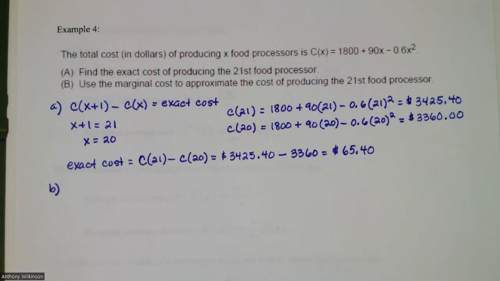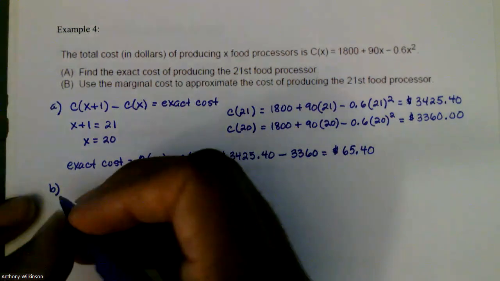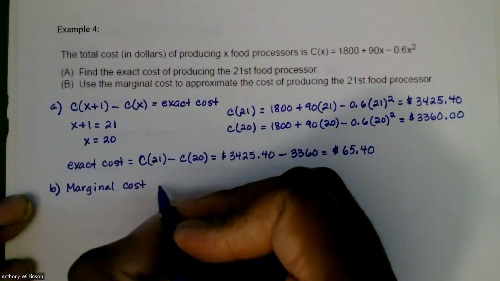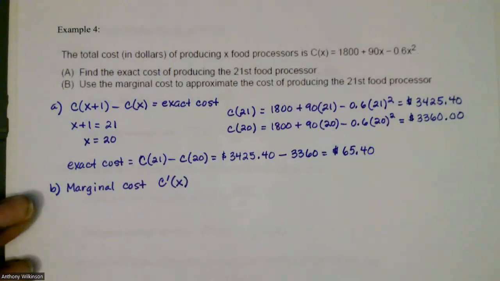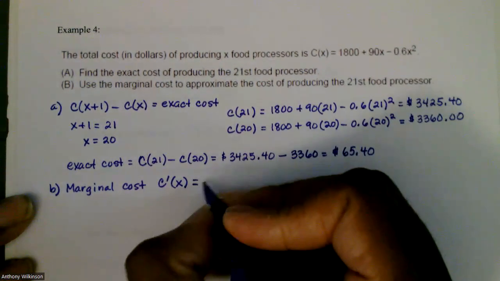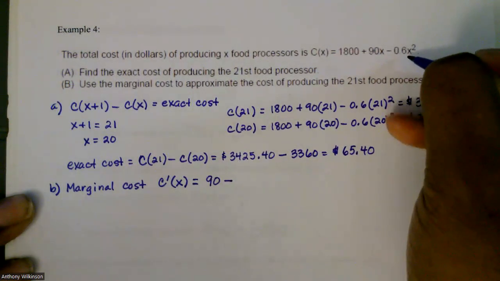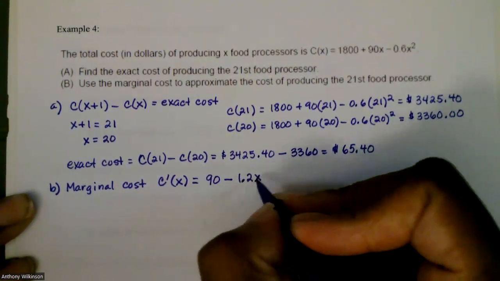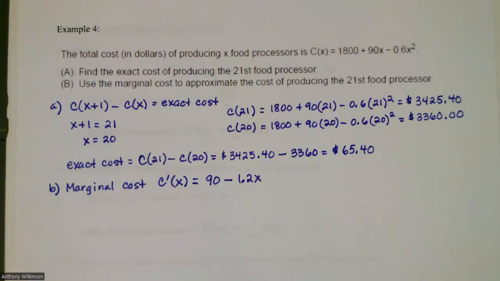Part B is to use the marginal cost to approximate the cost of producing the 21st food processor. So to find the marginal cost, that's where we take the derivative of this function, that's C prime of x. So C of x is equal to 1800 plus 90x minus 0.6x squared. Let's take its derivative. The derivative of 1800 is 0. The derivative of 90x will be 90. And then minus the derivative of 0.6x squared, we bring this 2 down, multiplied by 0.6, you're going to get 1.2. Copy the x over to the 1 less power. It'll be x to the 1, or just x. So C prime of x, or your marginal cost function, will be 90 minus 1.2x.